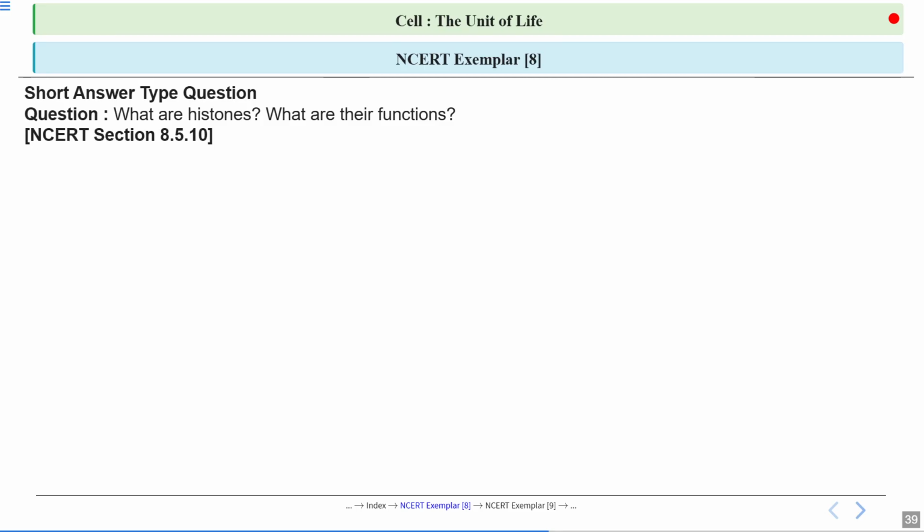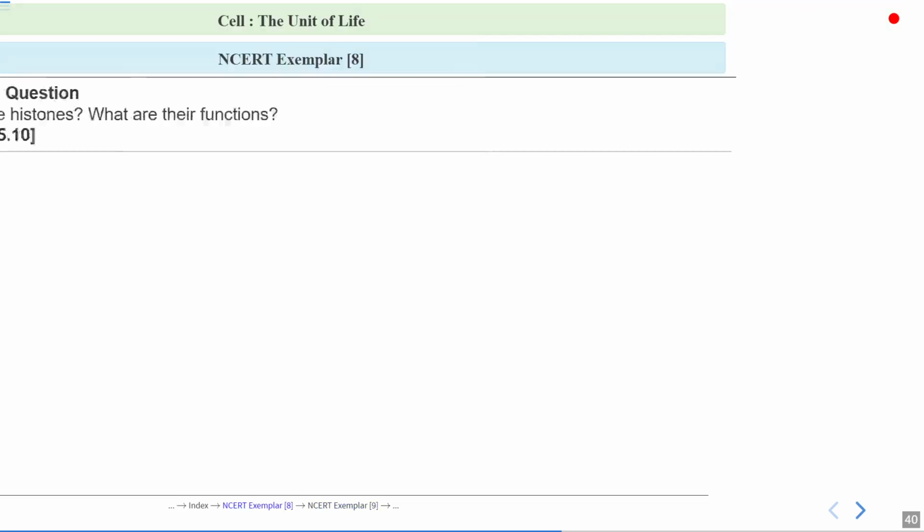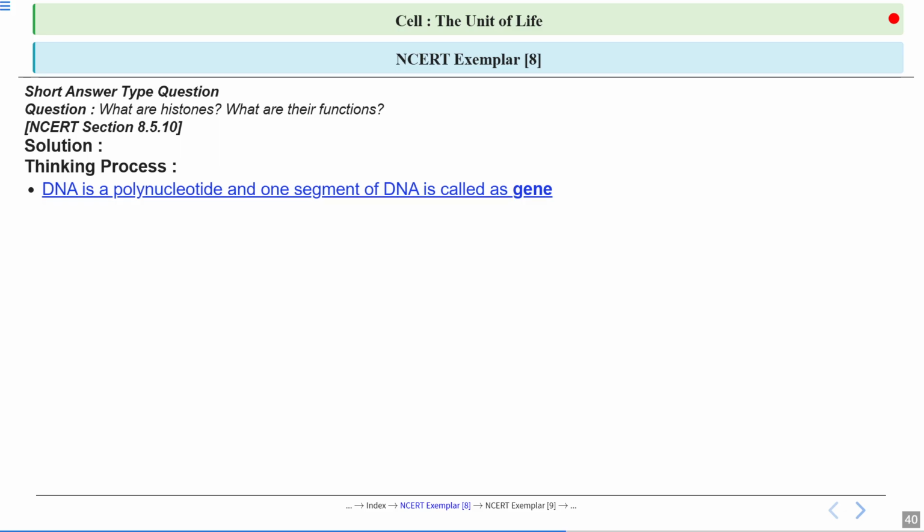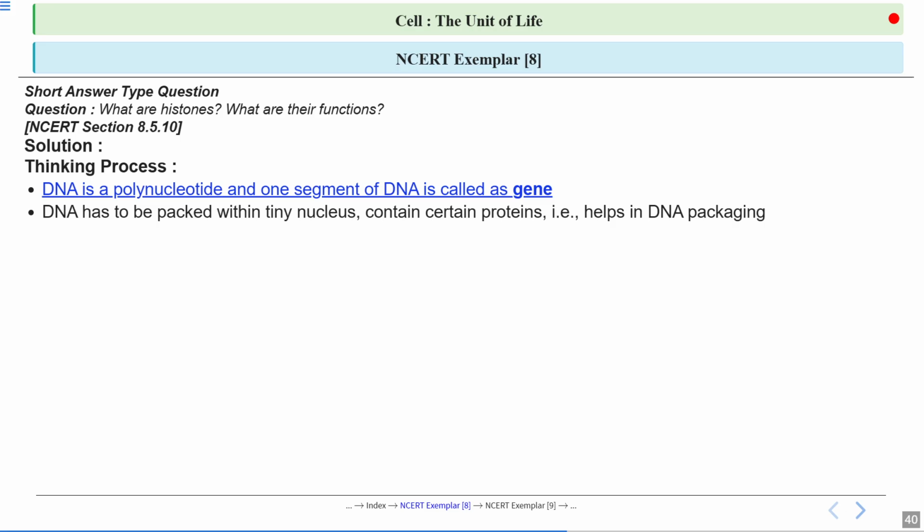Next question. What are histones and what are their functions? So let us see the answer. DNA is a polynucleotide, and one segment of DNA is called a gene. Yes, the DNA is a long polynucleotide structure, and many genes are present on this DNA.